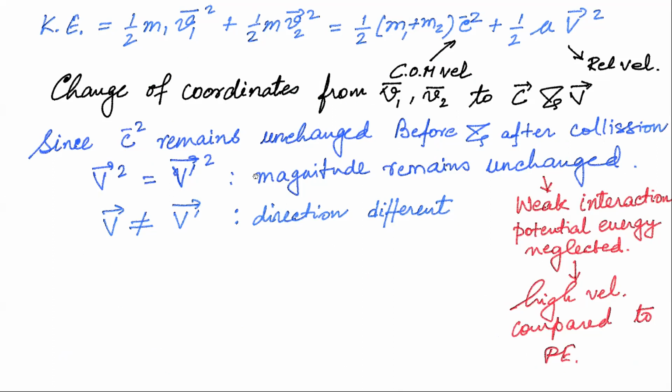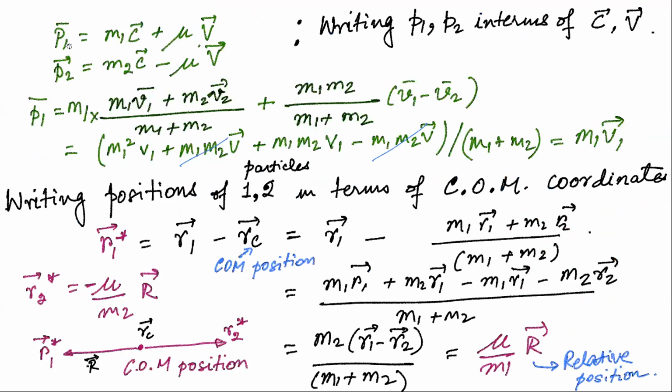So if you talk in terms of relative velocity, yes, the direction has changed. If you're moving along with the center of mass, two particles are coming with a relative velocity v vector. They're moving away with relative velocity v dash vector, but the magnitude remains the same. That's the message.